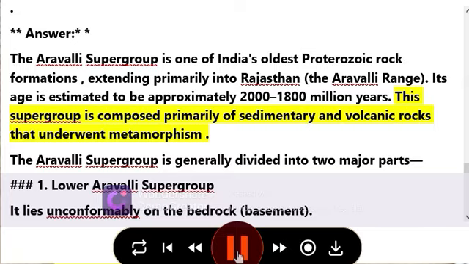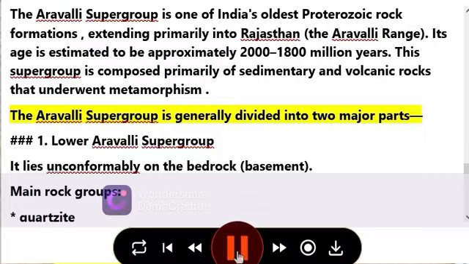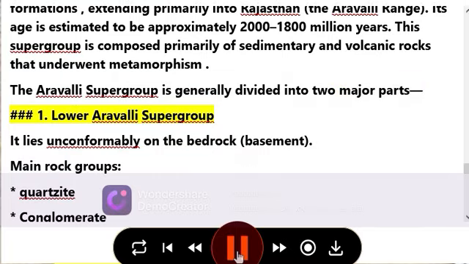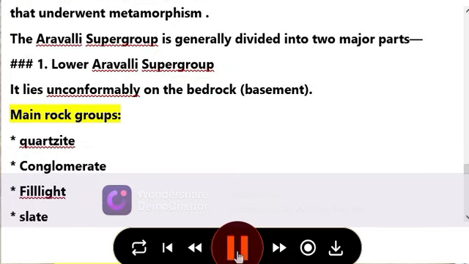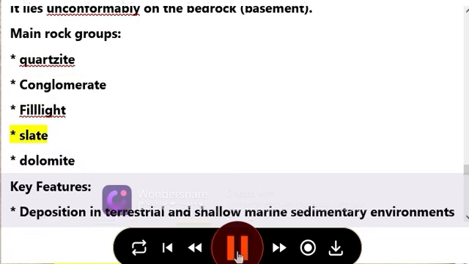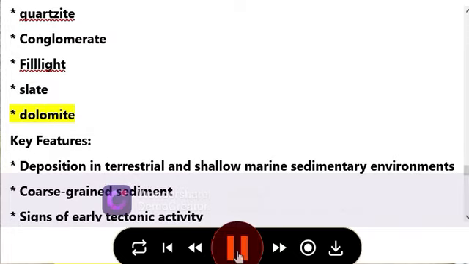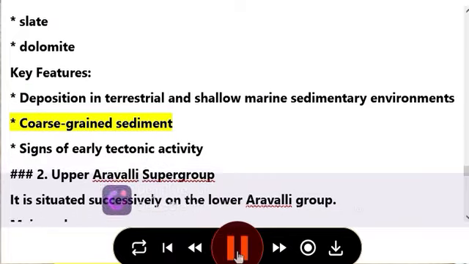Its age is estimated to be approximately 2000 to 1800 million years. This supergroup is composed primarily of sedimentary and volcanic rocks that underwent metamorphism. The Aravalli supergroup is generally divided into two major parts. 1. Lower Aravalli supergroup. It lies unconformably on the basement, main rock groups: quartzite, conglomerate, phyllite, slate, dolomite.